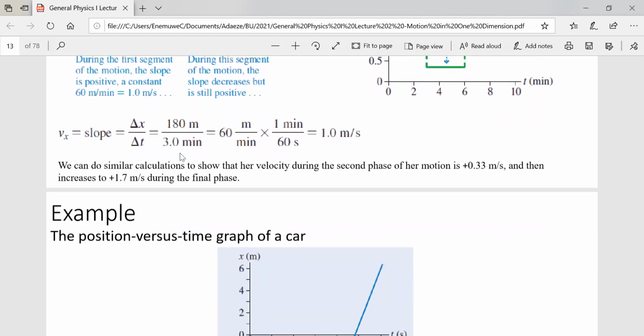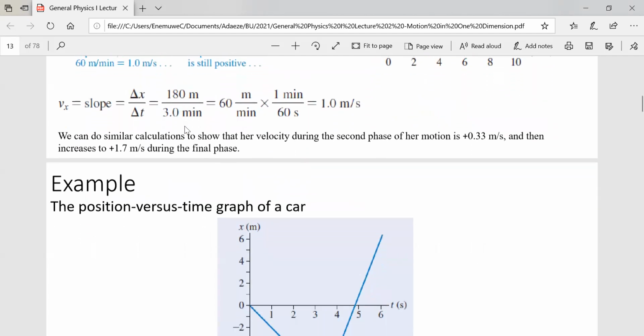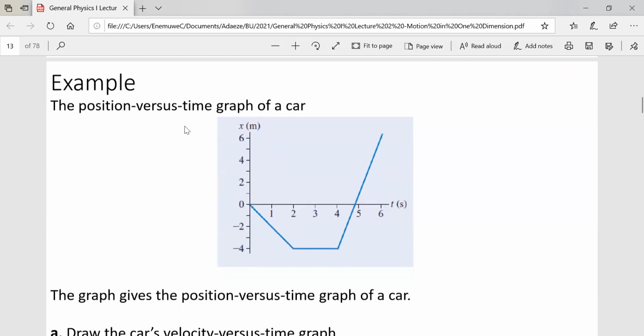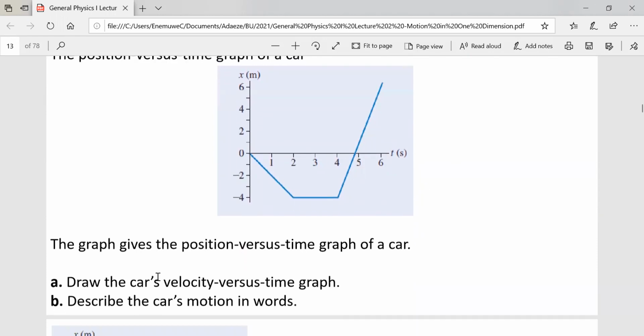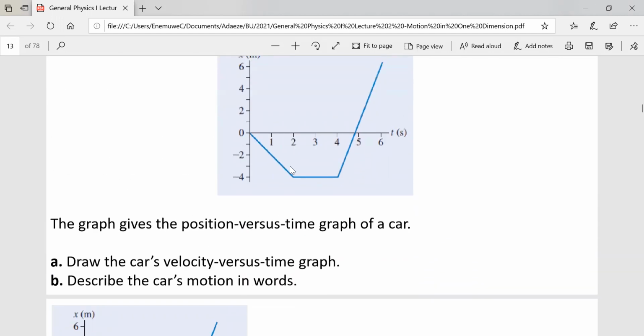So let's take one example on that. This is a position time graph of a car, and the question says, draw the car's velocity versus time graph and describe the motion from the velocity time graph, not from this one. So let's quickly look at that.